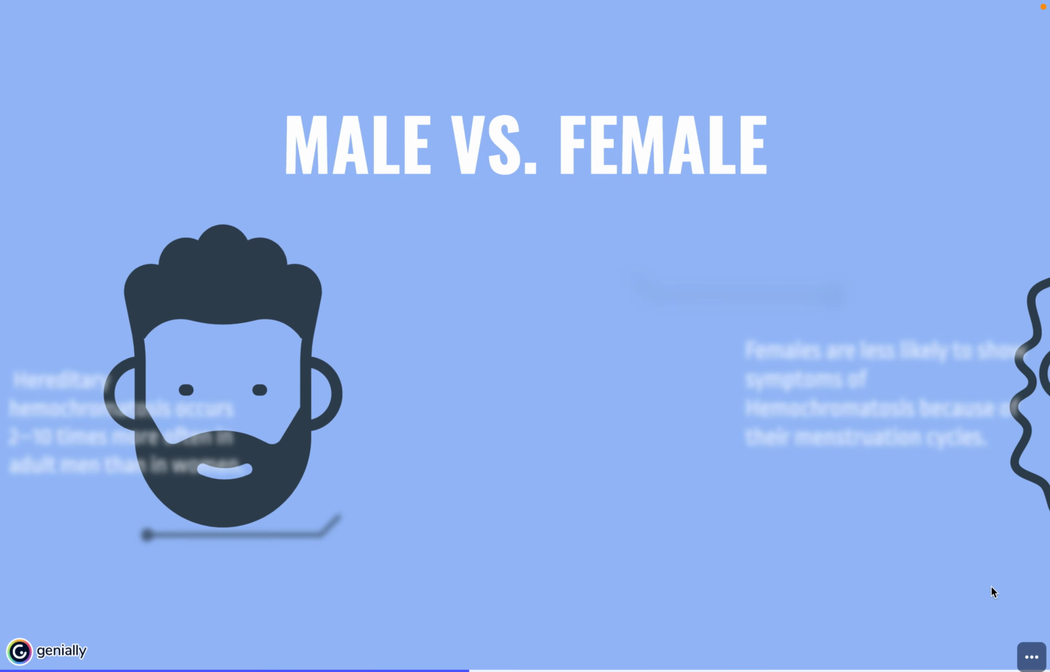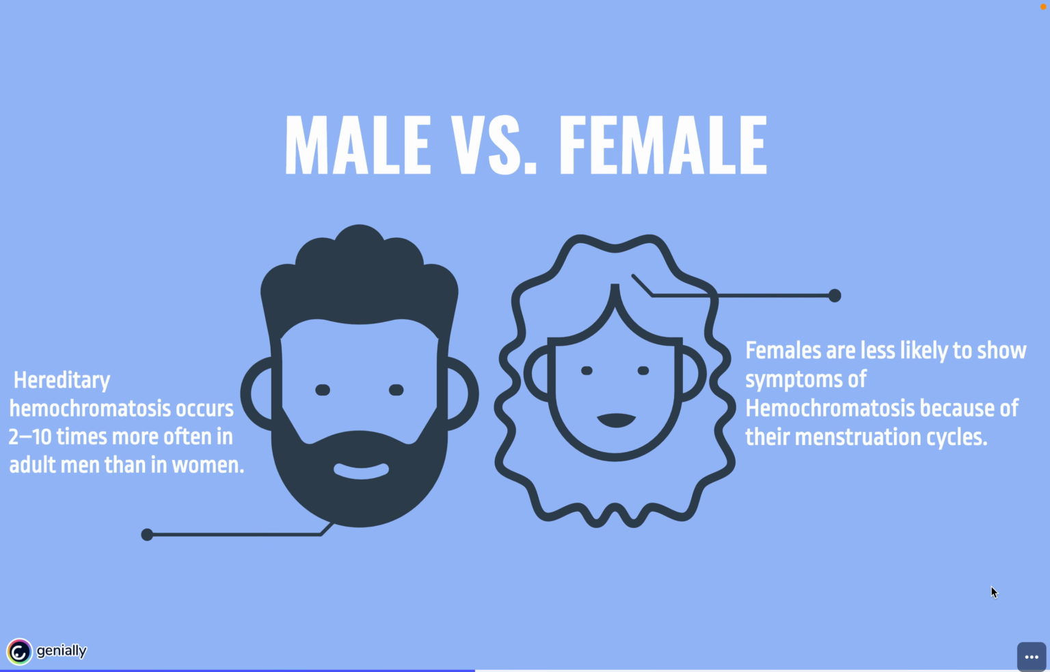Something interesting about hemochromatosis is that men are 2 to 10 times more likely to develop hemochromatosis than women. Because women menstruate, they naturally lower their iron levels every month. Typically, the only time a woman starts displaying symptoms of hemochromatosis is after menopause.